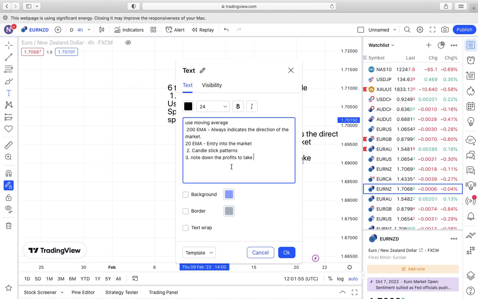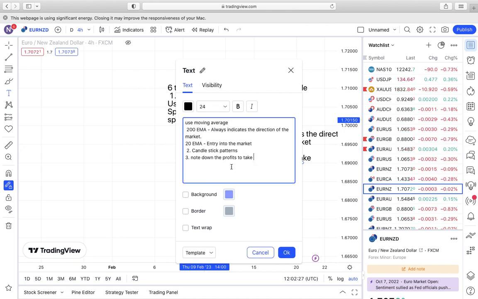If you note down the profits you want to take in that given market, it will be very simple for you to avoid overtrading and also have proper risk management in that given trade. By noting the profit to take in that given trade, you also know where to put your stop loss.